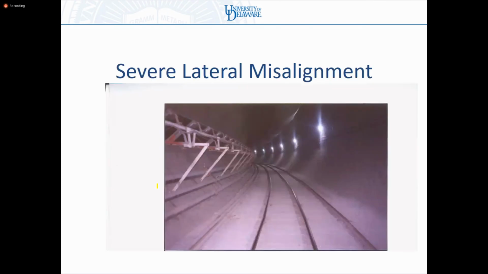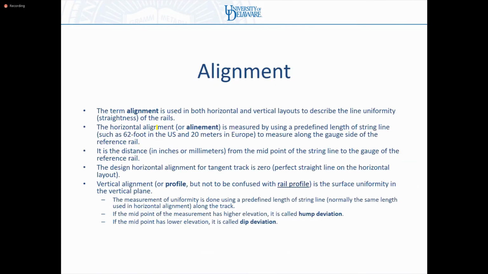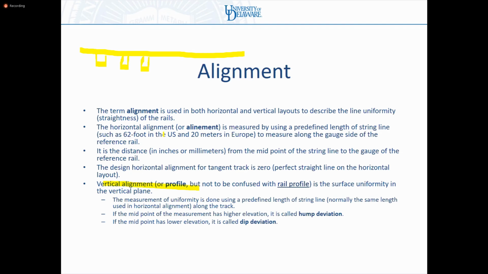Alignment is a term. Do I have a picture? Yeah, I'll go back here. So alignment is a variation in both the horizontal and the vertical direction. So let's start with the vertical direction. Vertical alignment, also called profile, is variation in the vertical plane. And it's usually defined as a variation in chord length, with the most common chord length being used is the 20-meter chord.